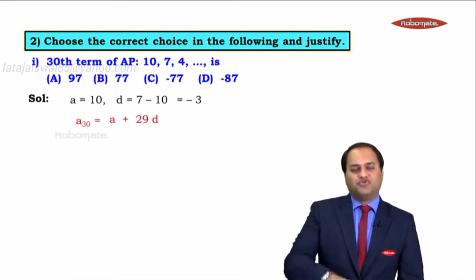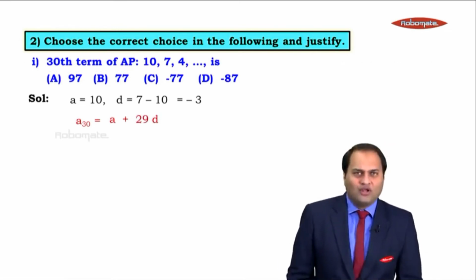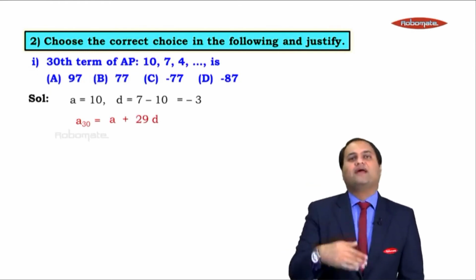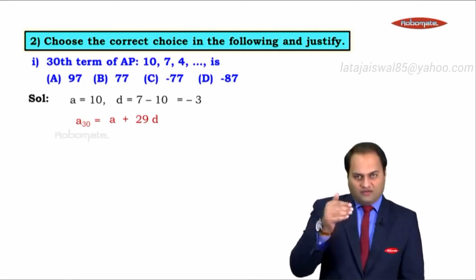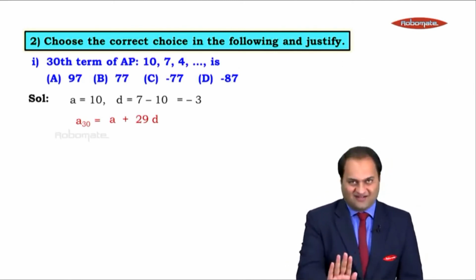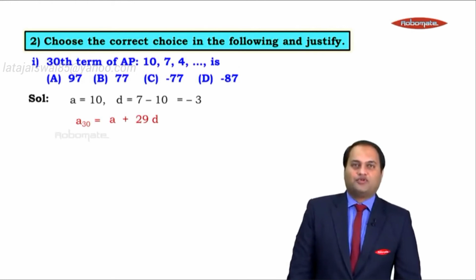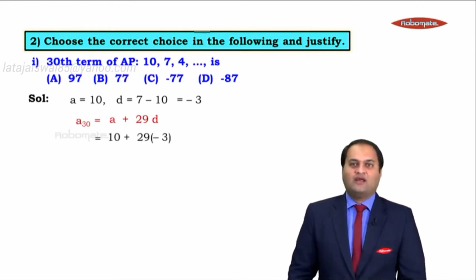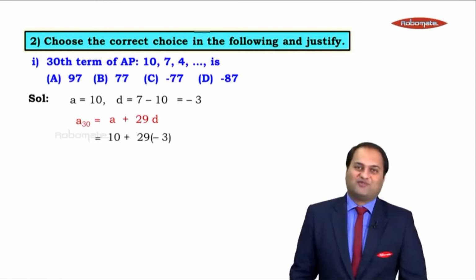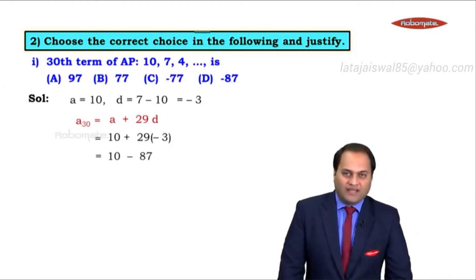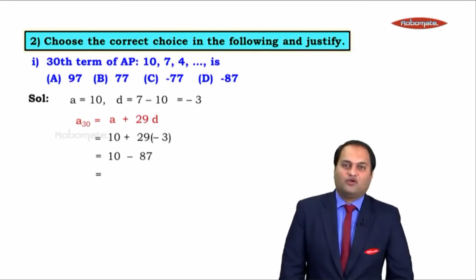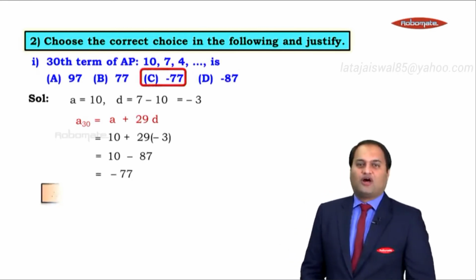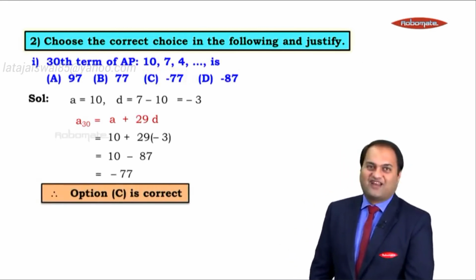So, now this is something which you should write directly. No need to write the formula and all. A30 is A plus 29D. A40 will be A plus 39D, you know. N minus 1, 30 minus 1, 29D. Clear? Now let's substitute. We are supposed to find A30, for which A is given to us as 10 plus 29 into D is given to us as minus 3. So you get 10 minus 87, which is equal to minus 77. So minus 77 is option C. So your answer will be option C is the correct answer.